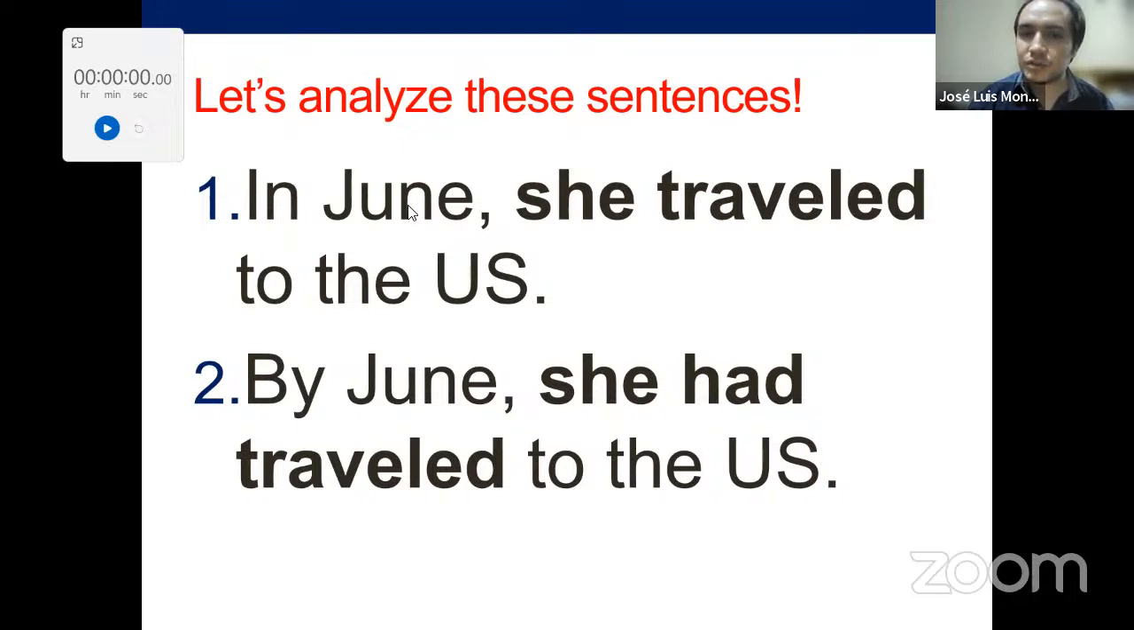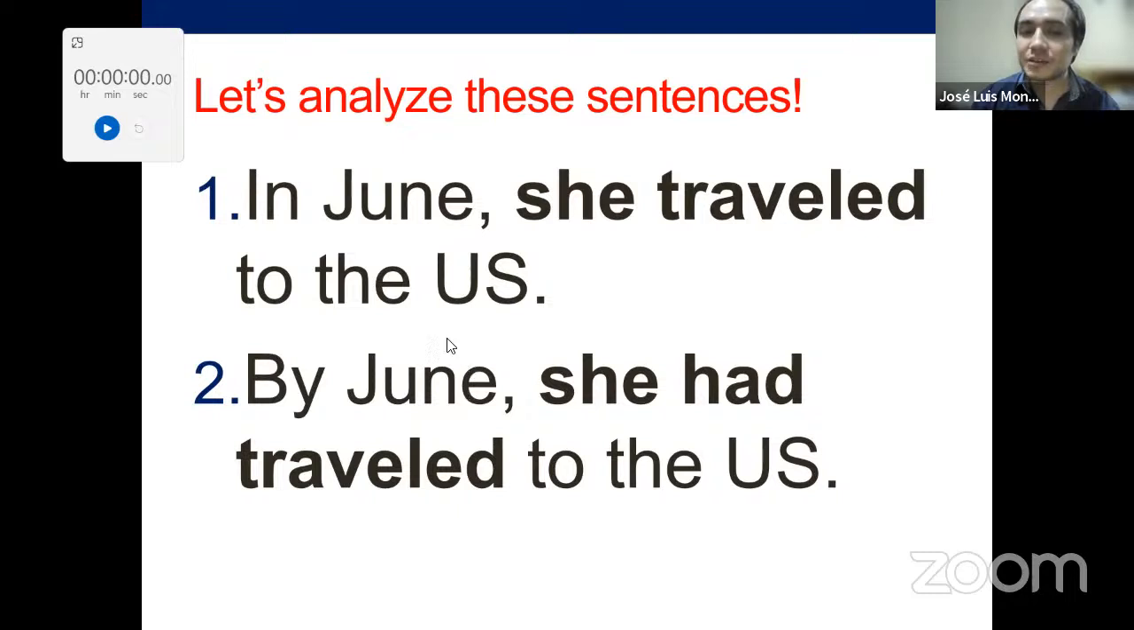So you say, in June, she traveled. By June, she had traveled. So remember that, and Karen, you're going to then explain this one. When you use the simple past, number 1, right, you talk about definite time expressions in which that action happened. So when did she travel? Or when did she travel to the US? In June, right? So it happened in June.